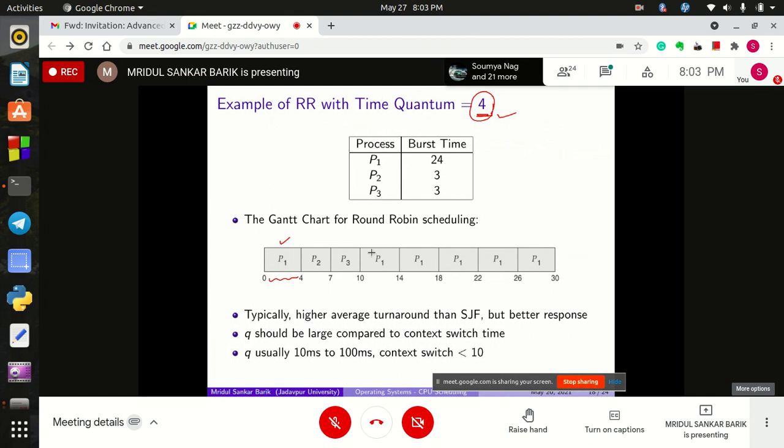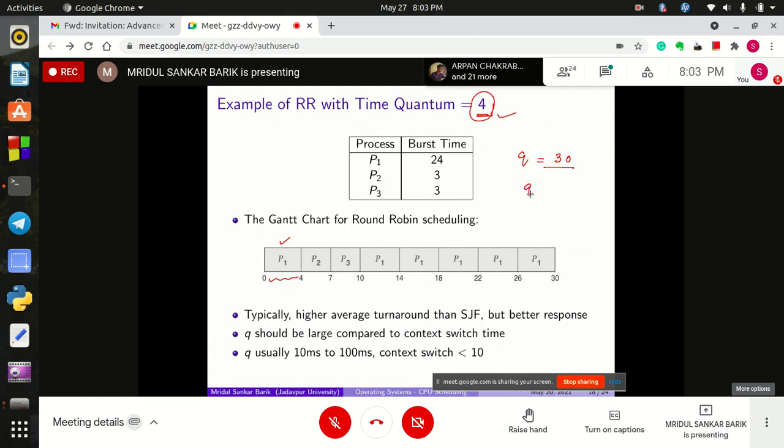Okay. So in this case, if the time quanta is larger than the largest burst time, if the time quanta is 30, then eventually it's a first come first serve. So P1 would be given 30 time units, so P1 will finish execution by that time, then P2, then P3. So it's a first come first serve.